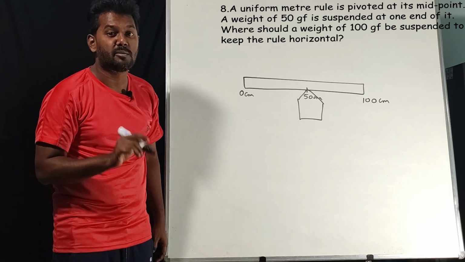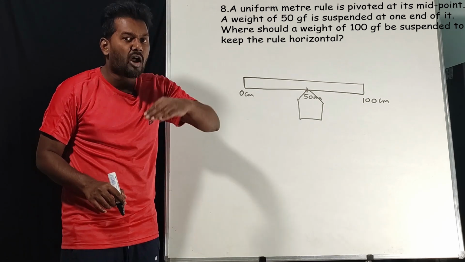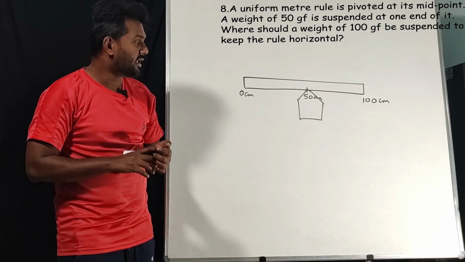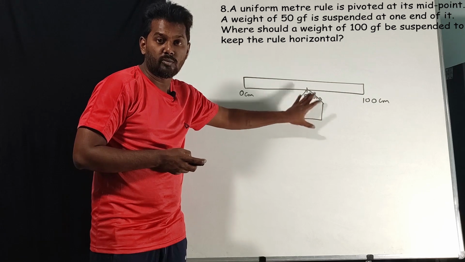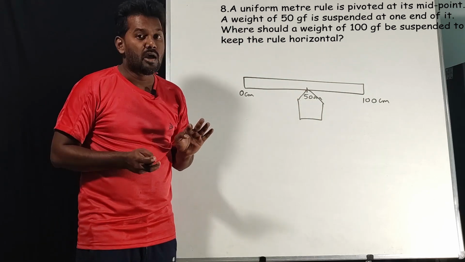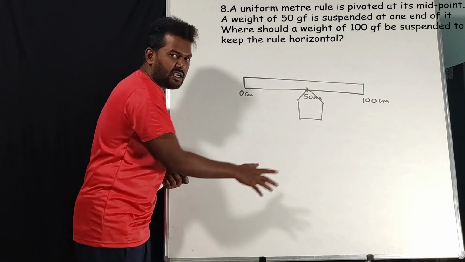Why exactly at the center? Because they have mentioned the word uniform. If they have not mentioned uniform, like a meter rule, you should not assume exactly at the center. If you keep any pivot point, it will balance itself. Now they have mentioned uniform. Uniform means exactly at the center.